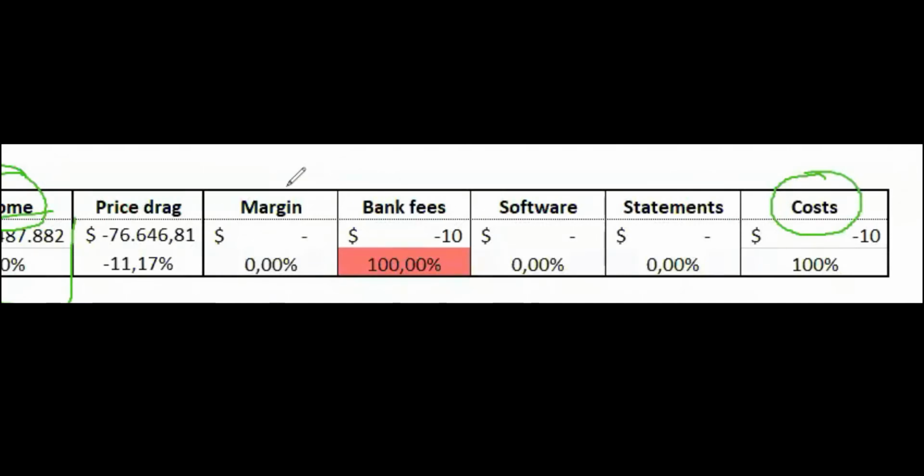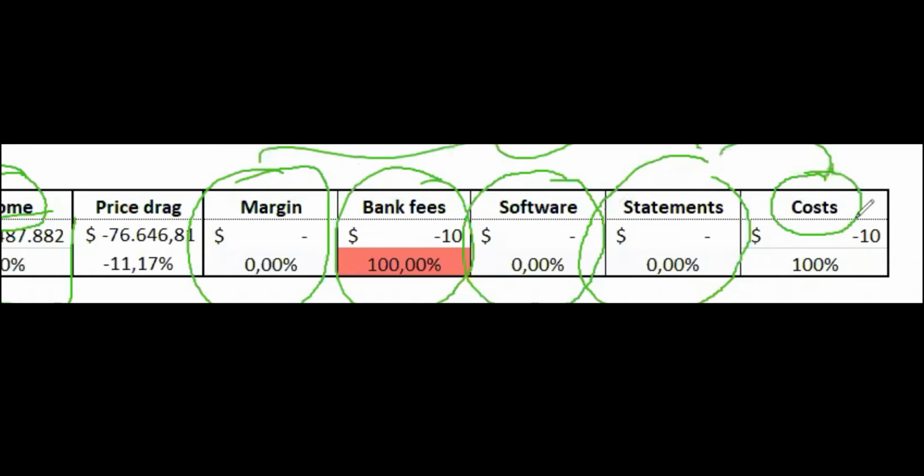As for the costs, we have margin, if we use the line of credit that the broker offers to us. Bank fees are charged whenever money is transferred in or out of the account. Software would only be charged if we place less than 2 trades per month, otherwise it's for free. Statements, as long as we ordered our statements by email, we'll get charged nothing. Adding all these costs, in this account so far we've spent $10.